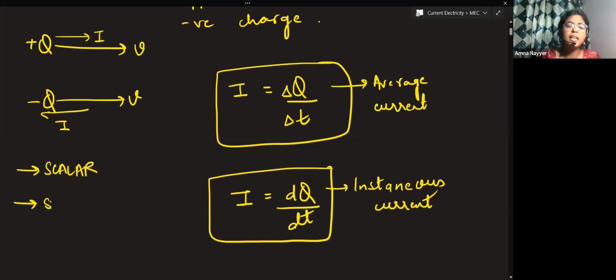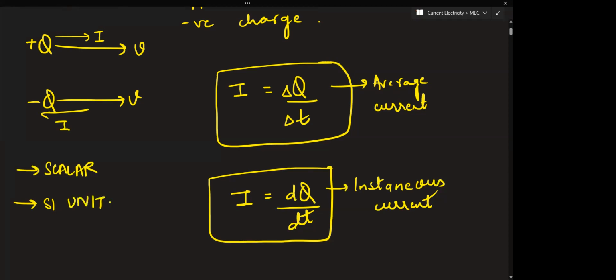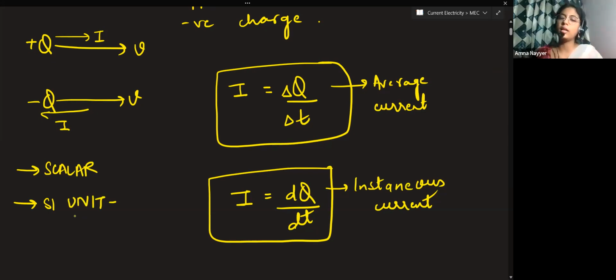And the SI unit? Can anyone tell the SI unit? Coulomb per second. One coulomb per second is also written as ampere, so we'll be using ampere only. Capital A is the symbol of it. So this was the introduction of this chapter and the basic definitions of electric current. Questions do come from this part. Numericals come from I is equal to dq by dt and delta q by delta t, so you should know when to use delta q and when to use dq. That question we'll do, but before that, just note it down.